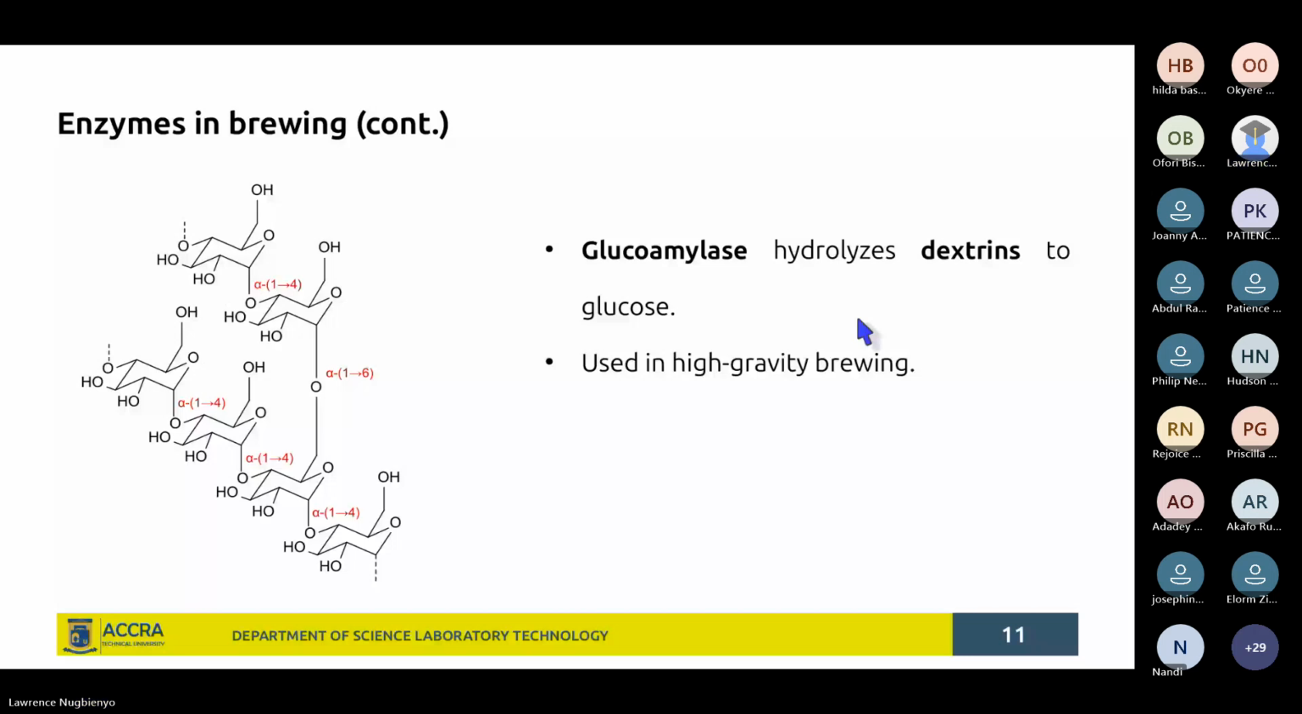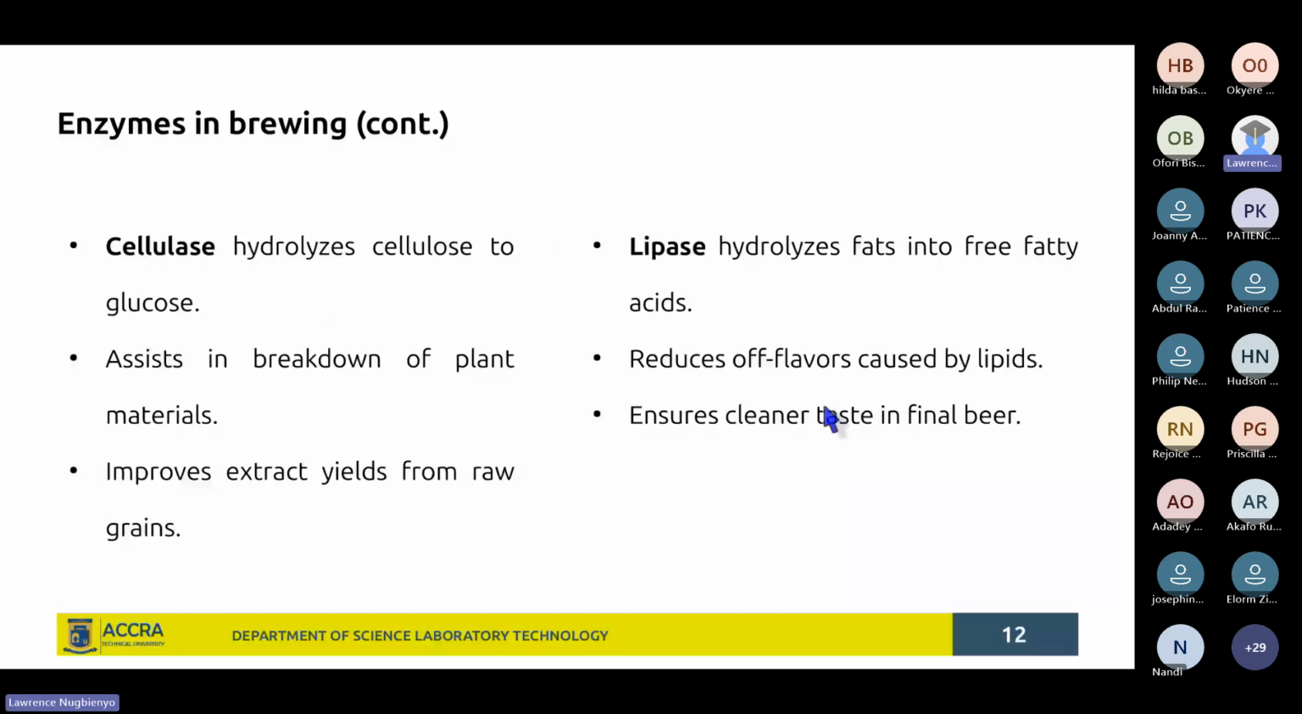Now, we can look at also cellulase. You remember we talked about the fact that you have the woody part of plants containing cellulose, which is also a major component in indigestible parts of plants, which means that, apart from the use of alpha, beta amylase together with glucoamylase, there can also be cellulase in there. So the cellulose also needs to be broken down.